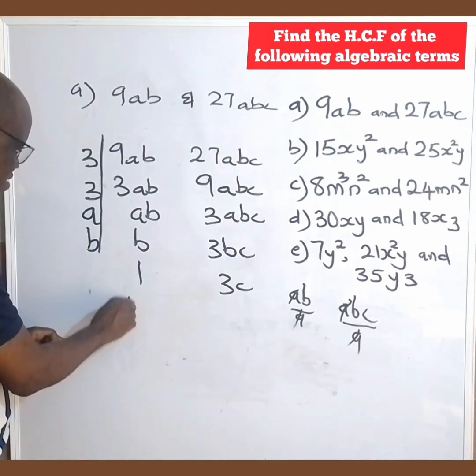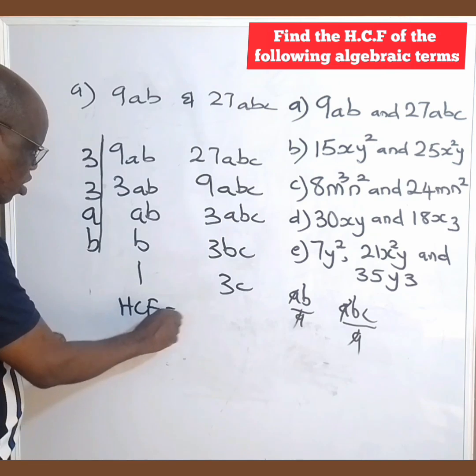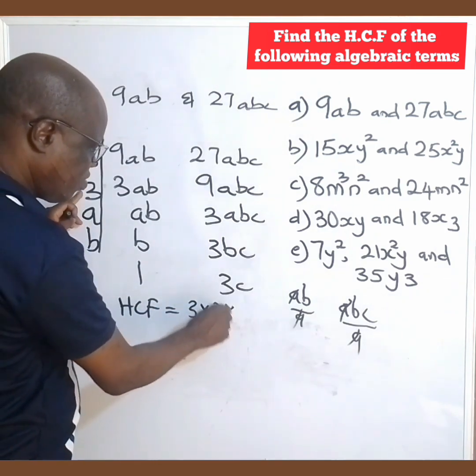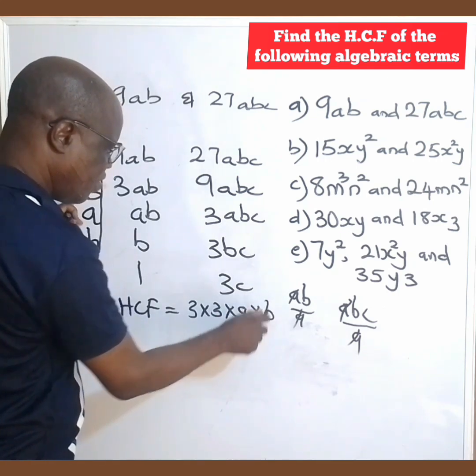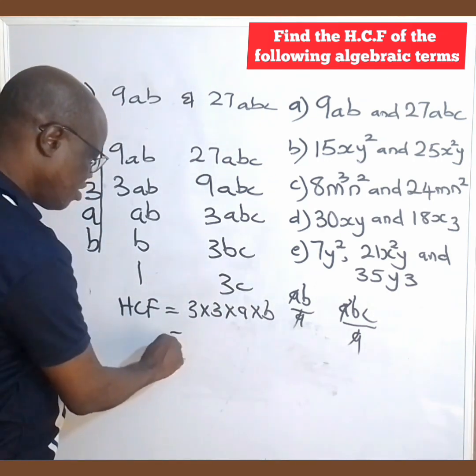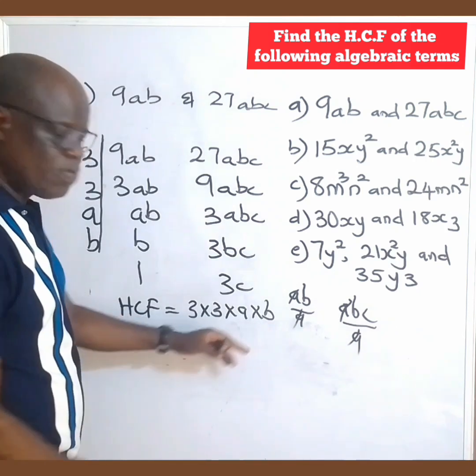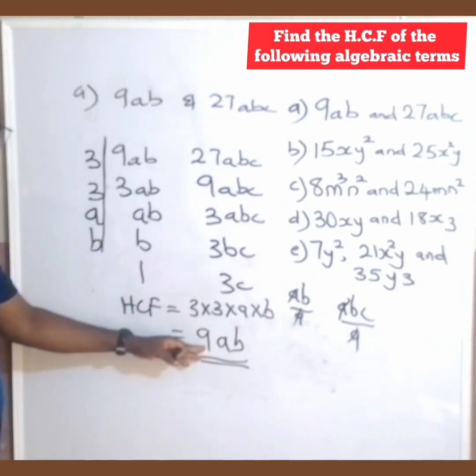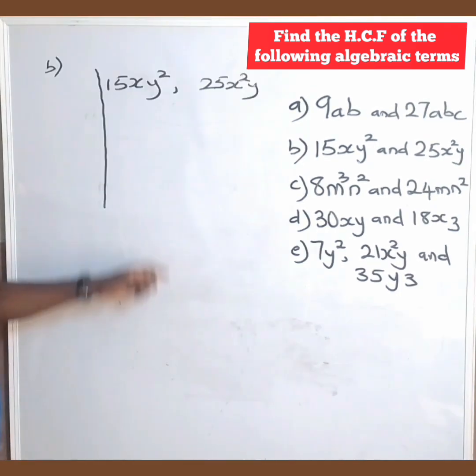So you now say HCF equals 3 times 3 times A times B. 3 times 3 is 9. Then you have A times B, which is AB. That's all. So this is the HCF. Now we look at the second one.